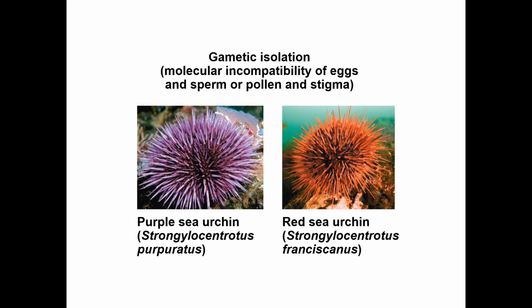And this is something that's very common for things like broadcast spawners, like these sea urchins here. Sea urchins really spawn just by kind of throwing it all out there. They hurl all their eggs and all their sperm into the ocean, and then they hope for the best. Since there are multiple types of sea urchins using the same strategy, they need to make sure that their eggs and sperm are only compatible with the eggs and sperm from their own species. And that's gametic isolation.